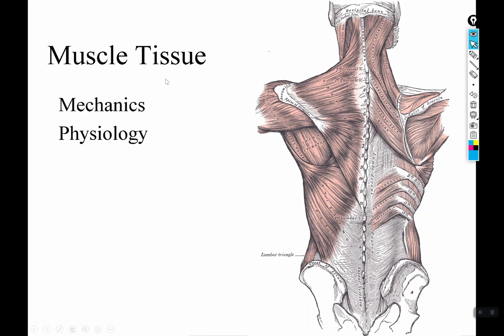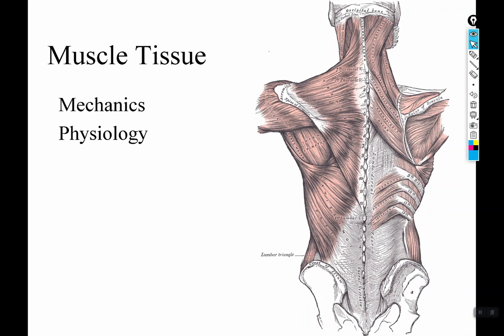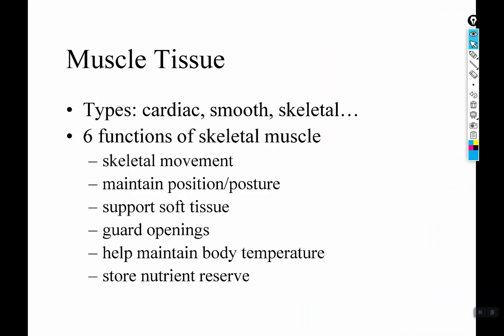This is a presentation for Biology 241, and this is going to concern chapter 10 of the Martini textbook, which is muscle tissue. So without further ado, let's get started. We're going to talk about mechanics, so how they get shorter and longer, and link that to physiology. So what's happening at the cellular and microscopic level that makes your muscles contract from front to back.